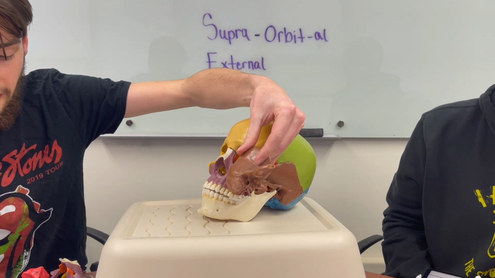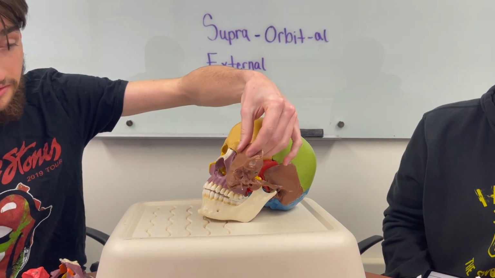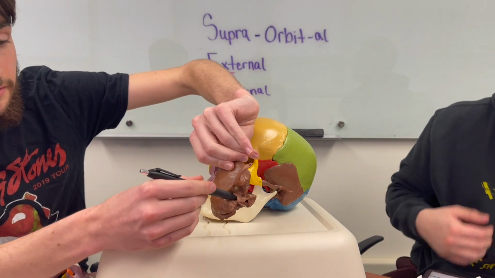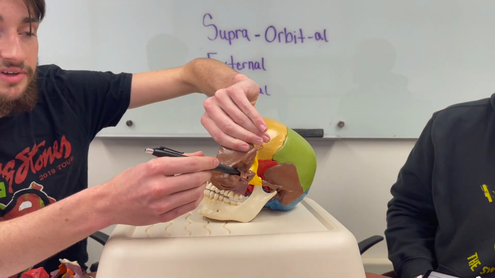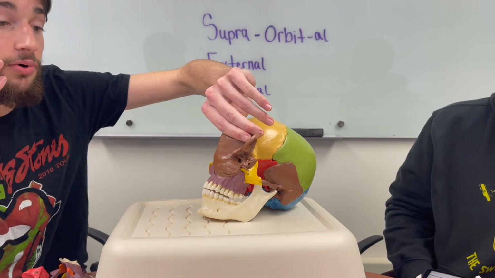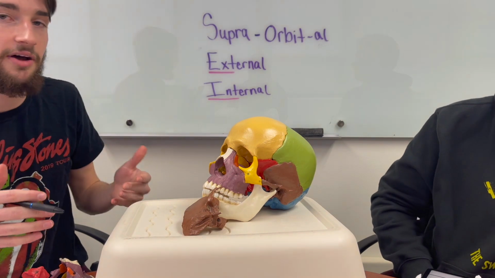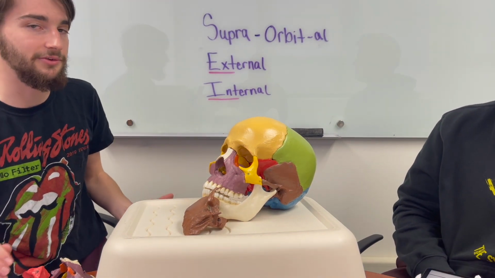Now, next we've got the external acoustic meatus. The external acoustic meatus is going to be this hole right here. It's on the outside of your temporal bone, and it's where the external portion of your ear is. Now, I just used a very important word there. And Jacob, if you could zoom out for us again, we're going to talk about it up here too.